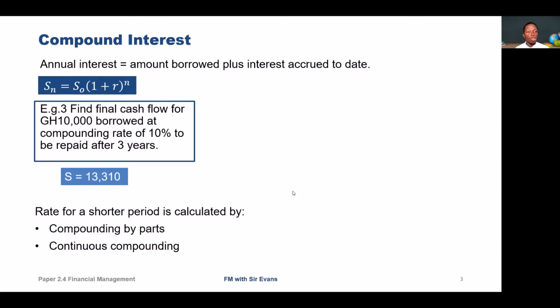Now, the rate for a shorter period is calculated like the simple interest. We could have instances where the rate isn't for a whole year. So a rate for a shorter period is calculated by compounding by parts or continuous compounding. So look at the compounding by parts.